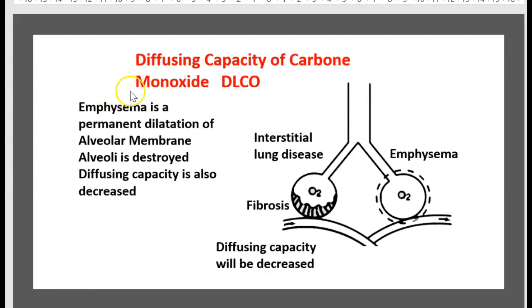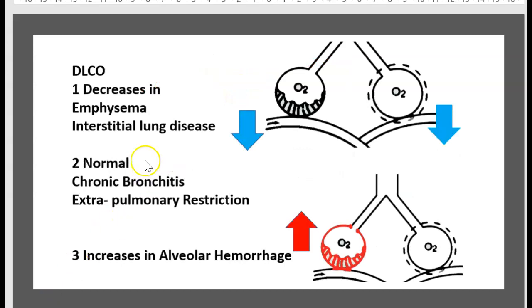Diffusion capacity of carbon monoxide, the DLCO. Emphysema is a permanent dilatation of alveolar membrane. Alveoli are destroyed and diffusion capacity is decreased. Interstitial lung disease, there is fibrosis. Diffusion capacity is also decreased. In both there is a decrease. How to make the difference is with the DLCO. DLCO is decreased in emphysema and interstitial lung disease.